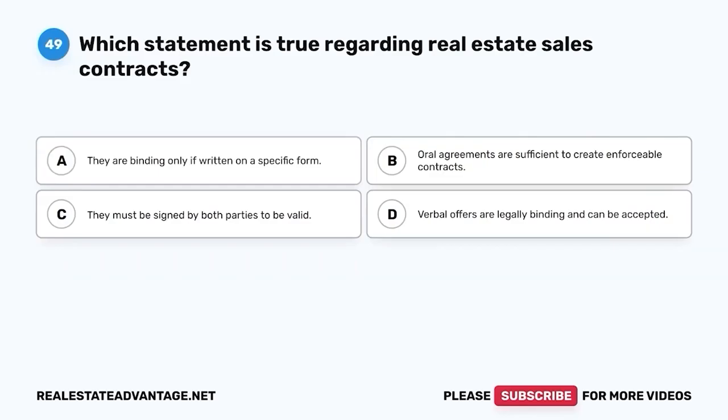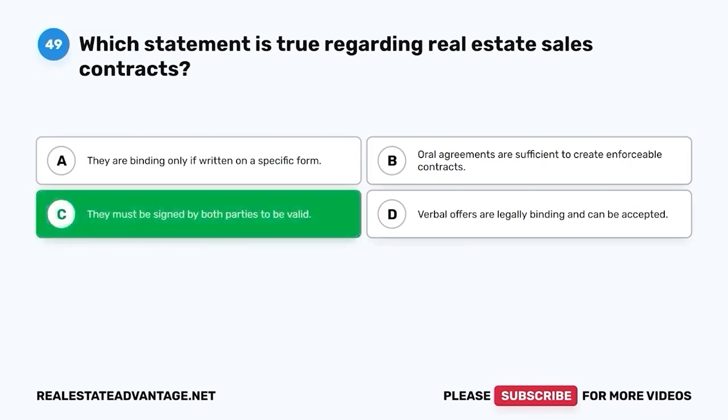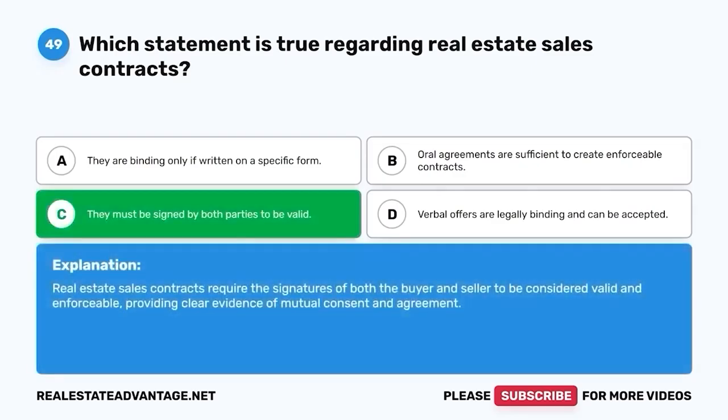Question 49. Which statement is true regarding real estate sales contracts? A. They are binding only if written on a specific form. B. Oral agreements are sufficient to create enforceable contracts. C. They must be signed by both parties to be valid. D. Verbal offers are legally binding and can be accepted. The correct answer is C. Real estate sales contracts require the signatures of both the buyer and seller to be considered valid and enforceable, providing clear evidence of mutual consent and agreement.